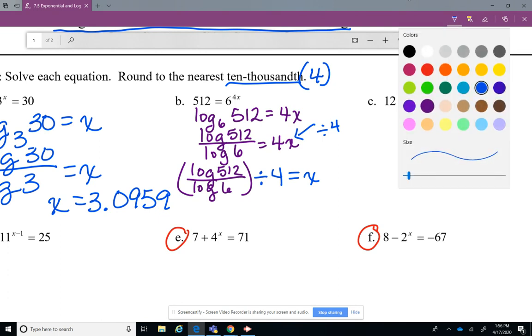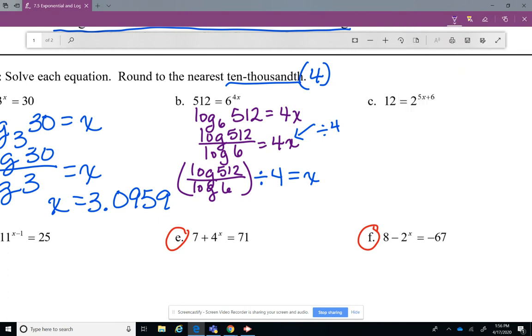All right, so now this is how you're going to have to input this. Clear out your calculator. Log 512, close the parentheses, divided by log 6, hit the equals button. That is what log 512 over log 6 equals. Now divide that by 4 and round it to the nearest 10 thousandths. So x equals 0.8704.